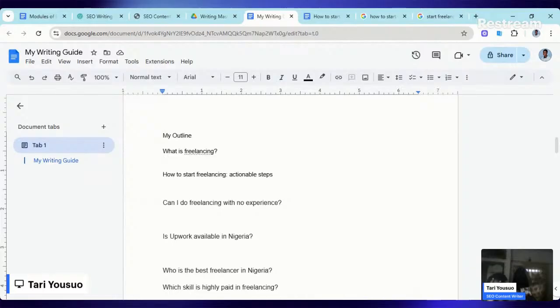So after we've told them what freelancing is, we could talk about types of freelancing, if there are types, or examples of freelancing, and their demand rates.